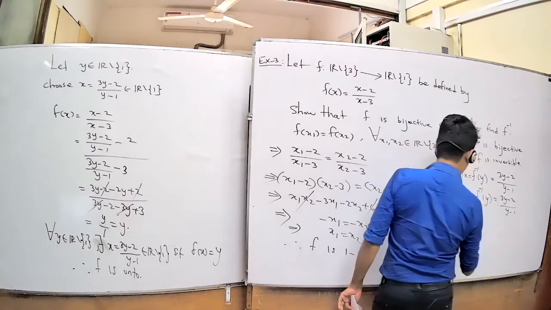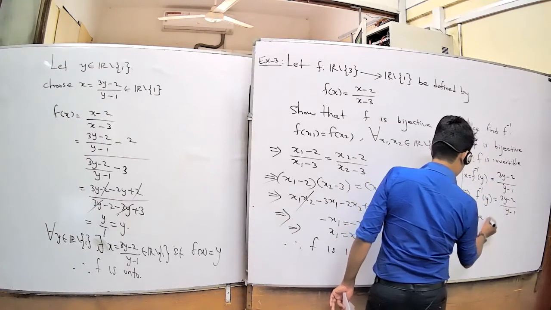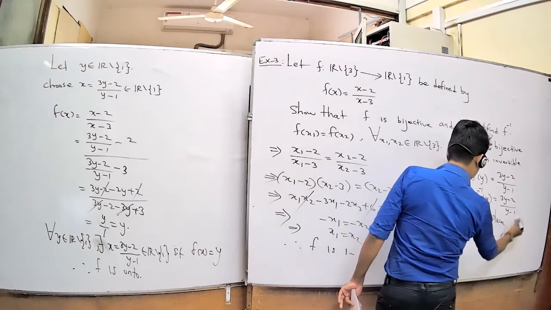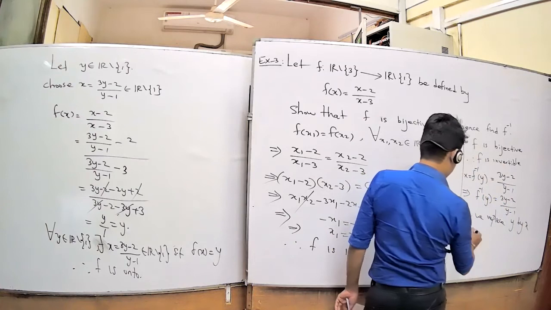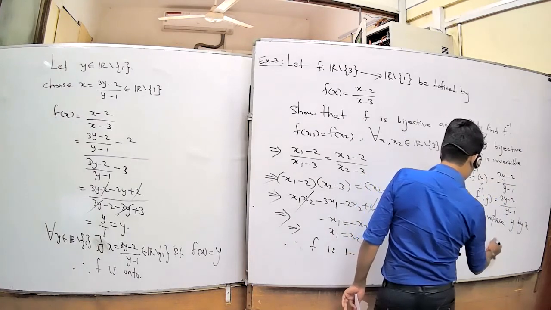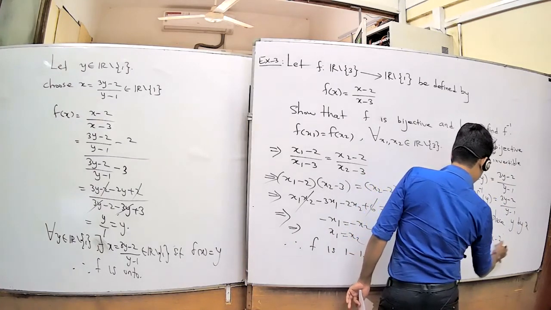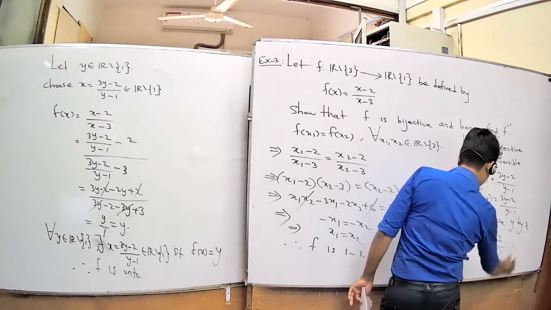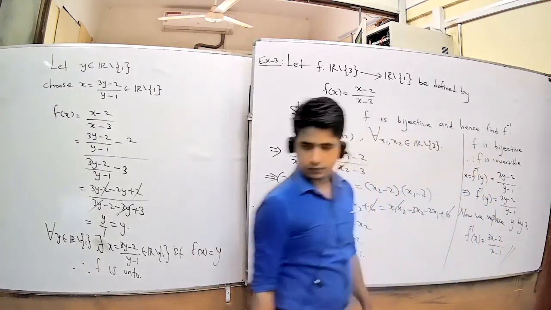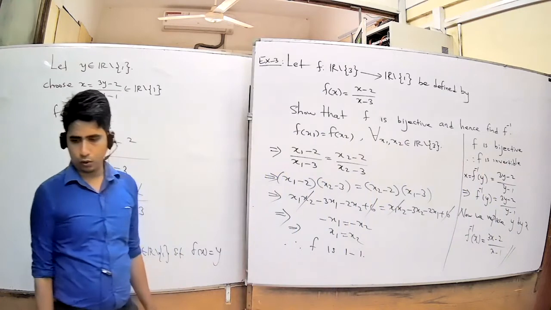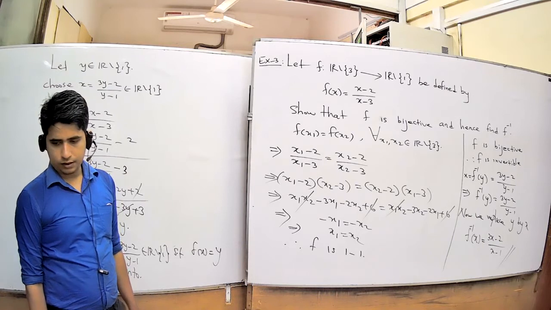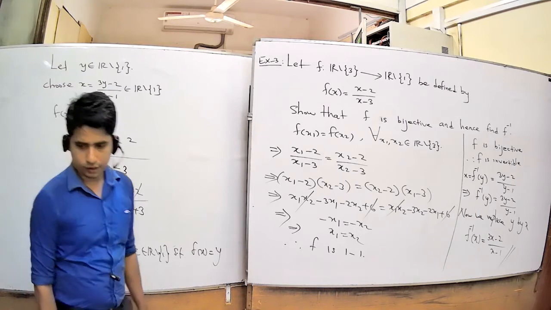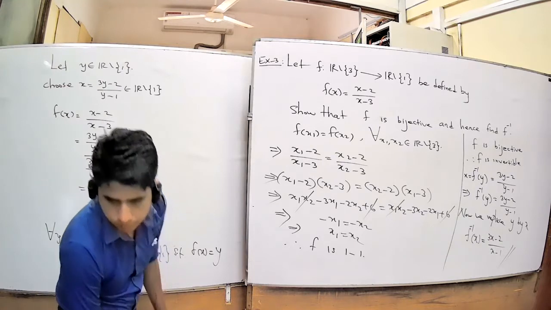Now we replace y by x. Then we get f inverse x equals (3x minus 2) over (x minus 1). It is your required inverse function, right? Now we replace y by x, then you get the inverse function (3x minus 2) over (x minus 1). Okay.